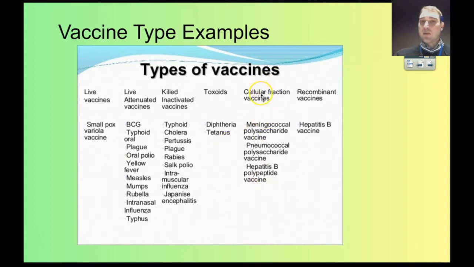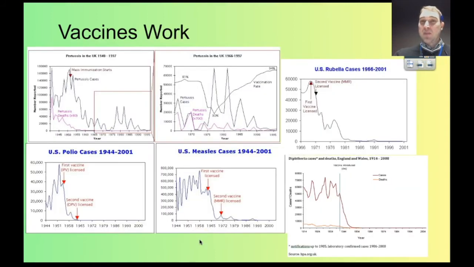Then you have bits of cellular fractions. This is where you just mash up the pathogen, so the antigens are exposed. So hepatitis B, for example, is done by that. And just again, I'm going to emphasize that vaccines do work. And all of these graphs show how vaccines can work.